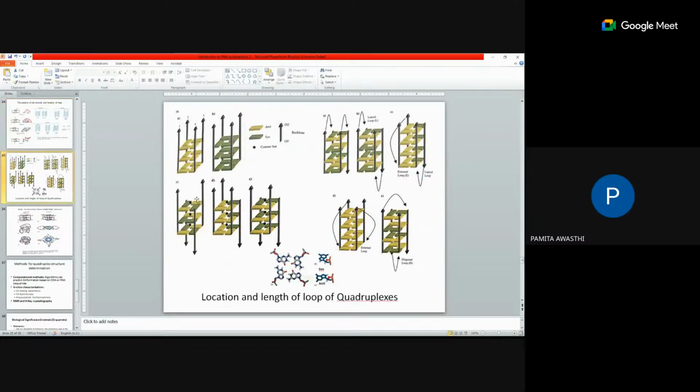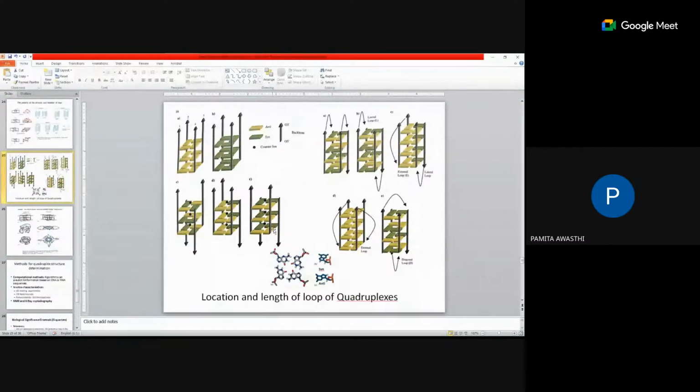If you see, these are the various types of polarity at the backbone as well as the loop formation. You can see all these backbone strands. Green is the syn conformation of the guanine bases. Yellow is the anti conformation of the guanine bases. Direction is 5 prime to 3 prime. This is the backbone, and the dot is the counter line. If you visualize these two structures, all are parallel. The G bases can be anti, it can be syn.